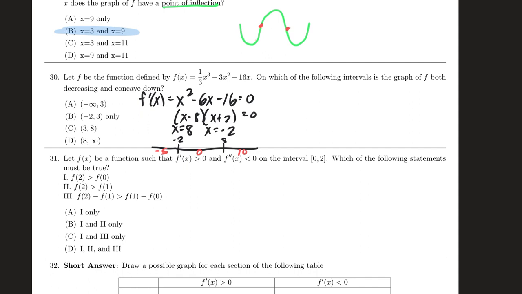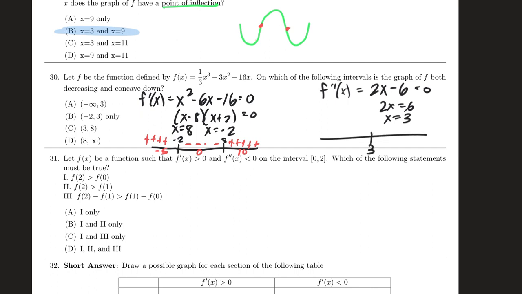If I plug in 0, I'm going to get negative. If I plug in 10, I'm going to get positive. Negative 5, I'm going to get 2 negatives, which make a positive. All right, so now I know where my graph is increasing and decreasing. That's all the first derivative. The second derivative is concavity. So I take the derivative of the derivative. Put 3 there. Write my test points. If I plug in 0, I'm going to get a negative. And if I plug in 5, I'm going to get a positive.